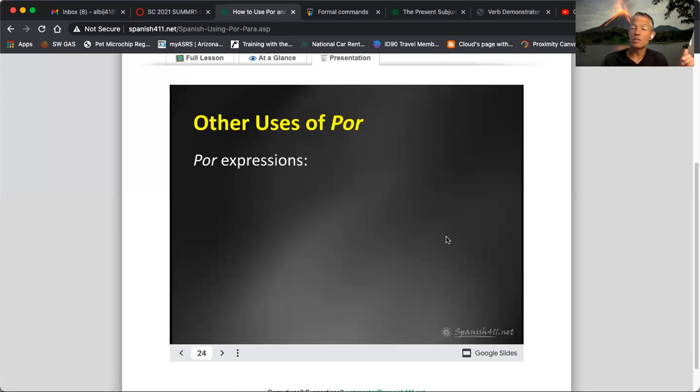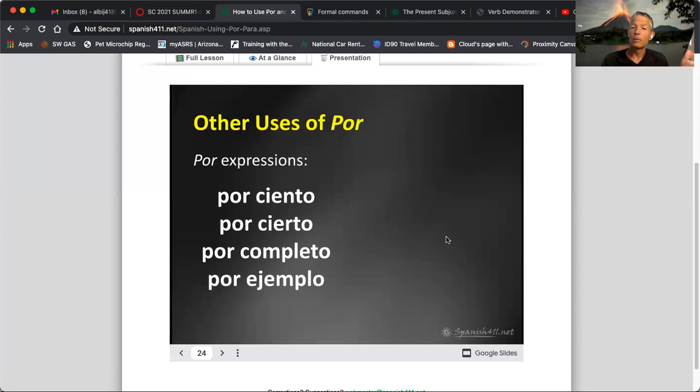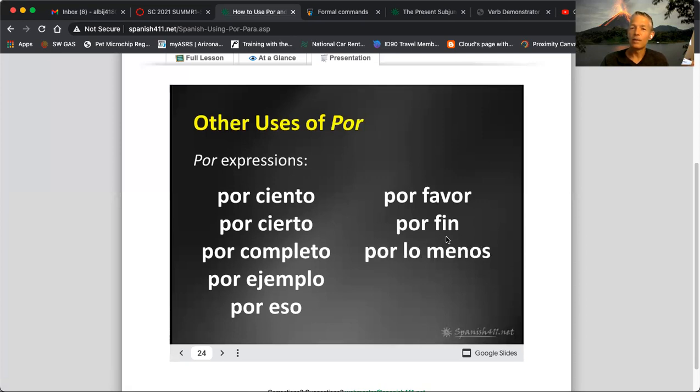And then some por expressions, some of which you may already be familiar with. Por ciento, percent. Por cierto, by the way. Por completo, completely or completed. Por ejemplo, for example. Por eso, therefore. Por favor, please. Por fin, finally. Por lo menos, at least. Por supuesto, of course.